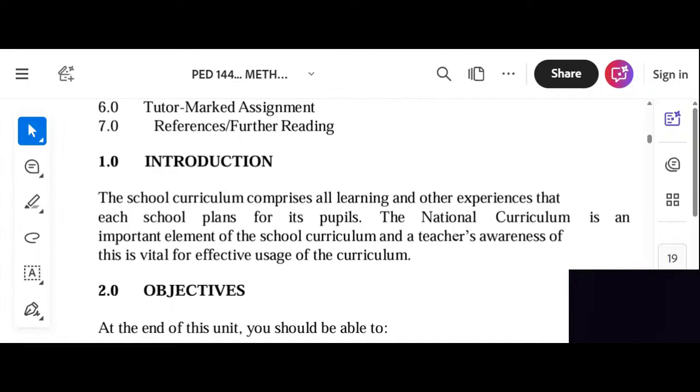As a form of introduction to this unit, the school curriculum comprises all learning and other experiences that each school plans for its pupils. Therefore, the national curriculum is an important element of the school curriculum, and a teacher's awareness of this is vital for effective usage of the curriculum. It is very important that you, as a teacher, know the national curriculum on each subject. It helps you know what the nation has set as a standard, or is expecting that you achieve in those learners.